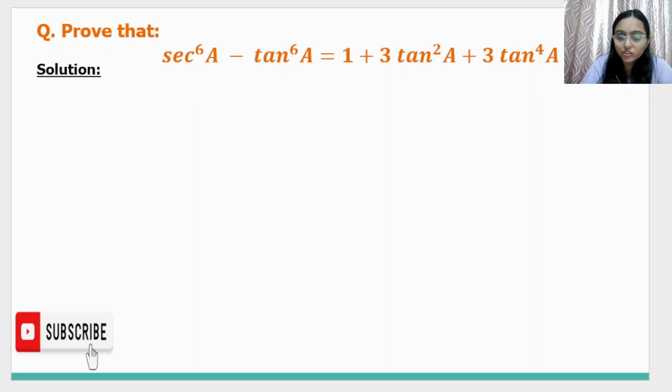Now the second question says: sec raised to 6A minus tan raised to 6A equals 1 plus 3 tan square A plus 3 tan raised to 4A. Again we will be starting with the left hand side and simplifying it further to get the right hand side. And in the right hand side we just have tan square A and tan raised to 4A, right?